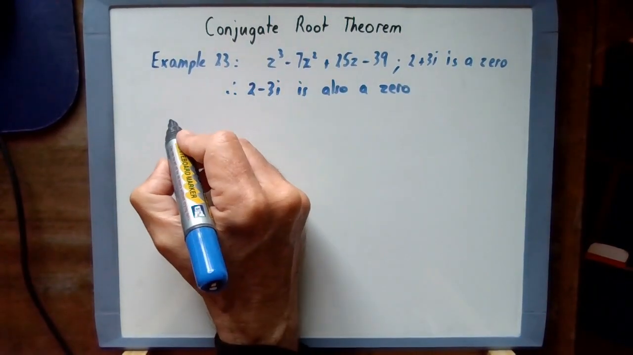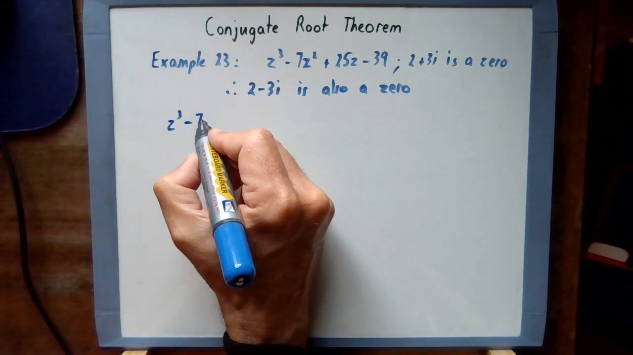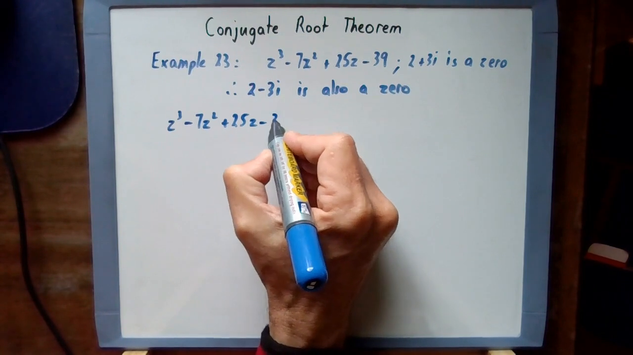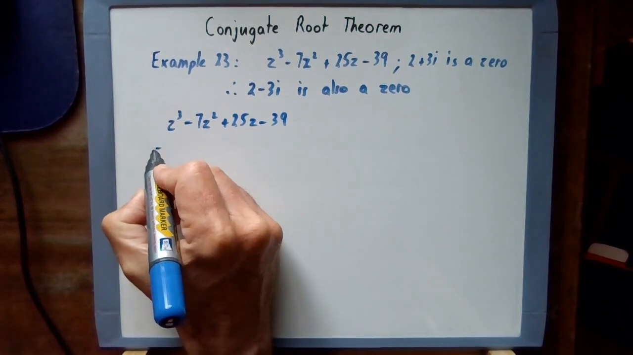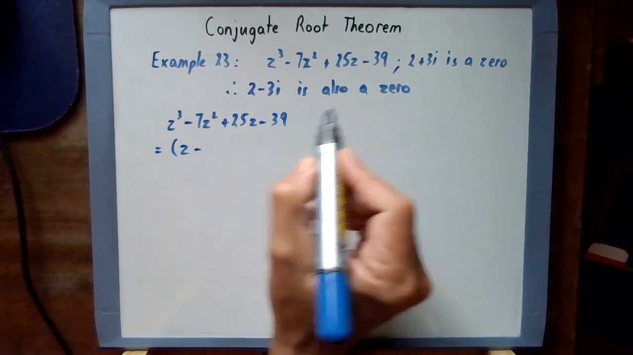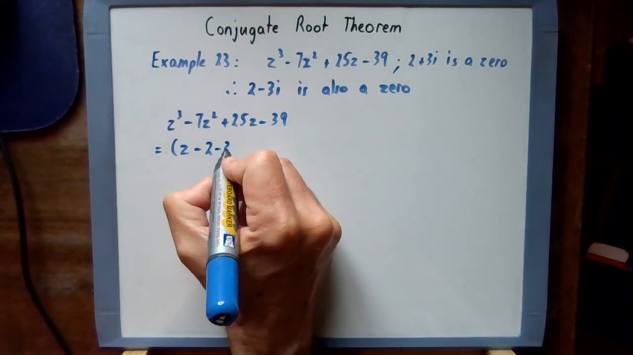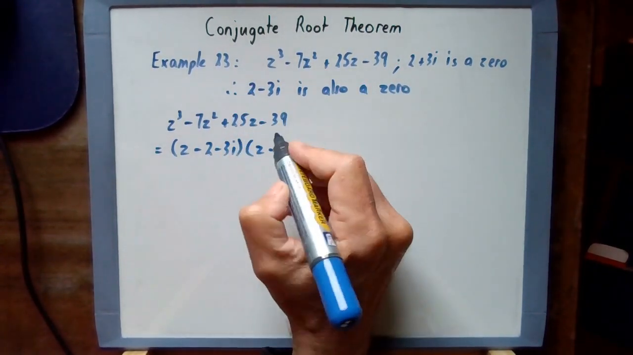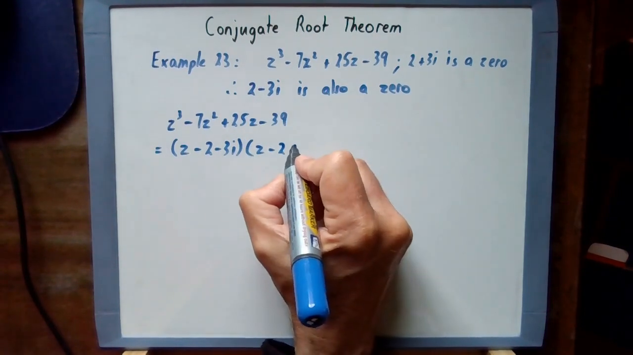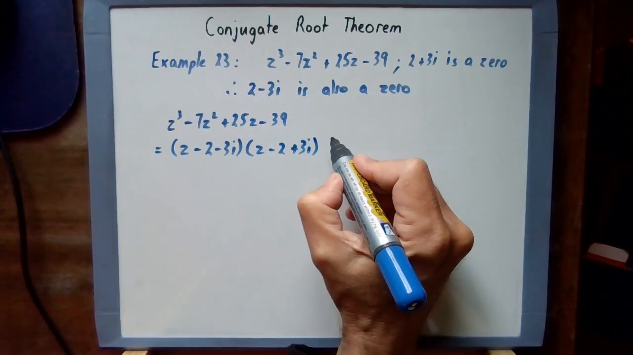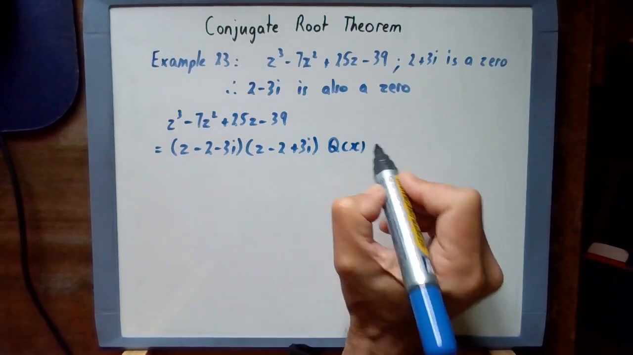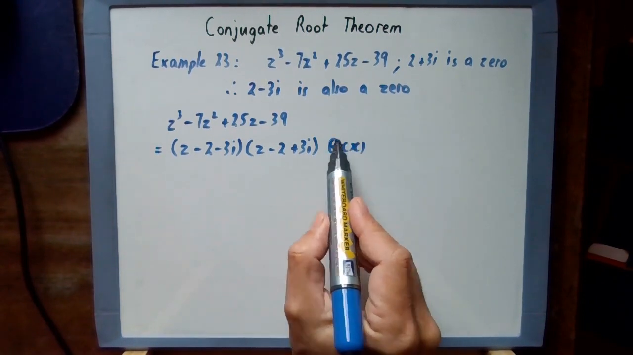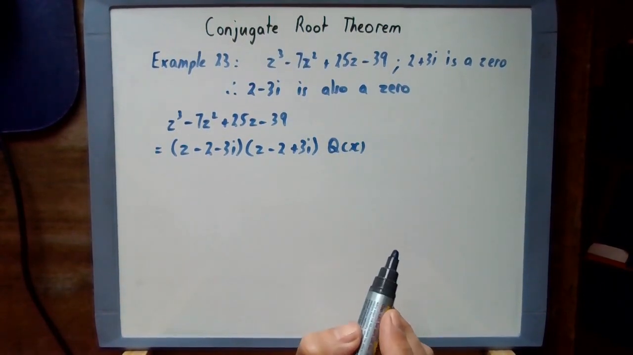That means that this polynomial, z cubed minus 7z squared plus 25z minus 39, is equal to z minus this, so z minus 2 minus 3i, and z minus this one, so z minus 2 and minus 3 is plus 3i, some other polynomial multiplied at the end. Okay, because this is a cubic, we have 2. This is going to be linear in nature, and that will make it much easier to find.